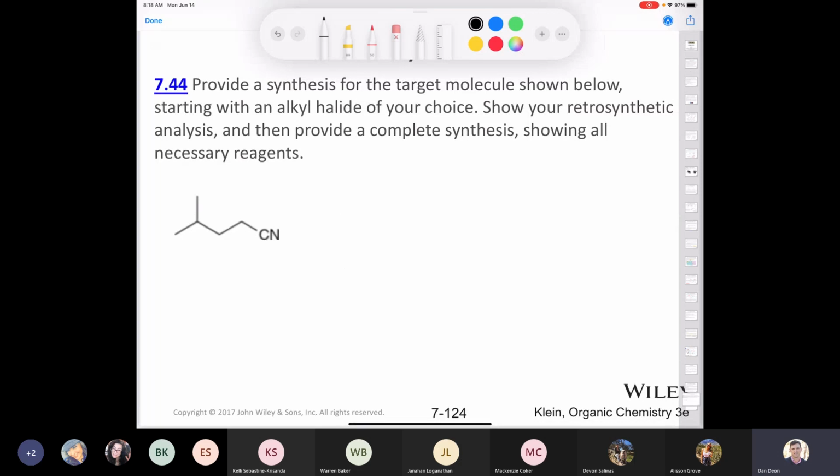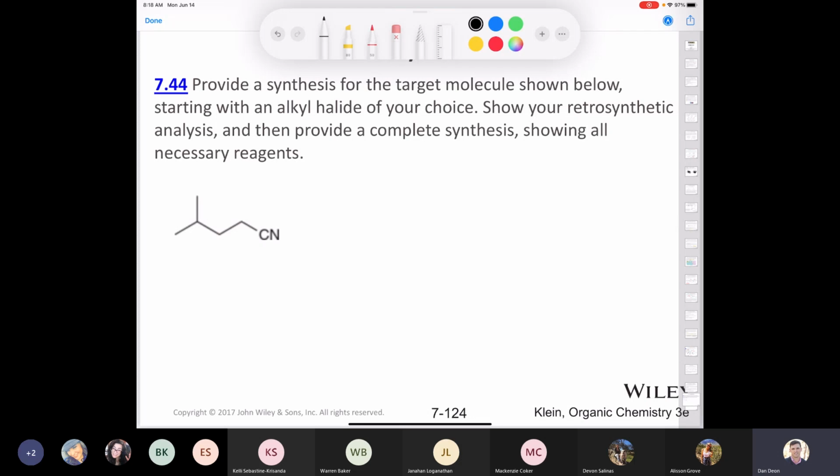So with that in mind, let's take a look at question 7.44. This comes right out of section 7.13 in your textbook. It says, provide a synthesis for this molecule shown below, starting with an alkyl halide of your choice. So you can just assume you can have whatever alkyl halide you want, show your retrosynthetic analysis, and then provide a complete synthesis showing all necessary reagents.